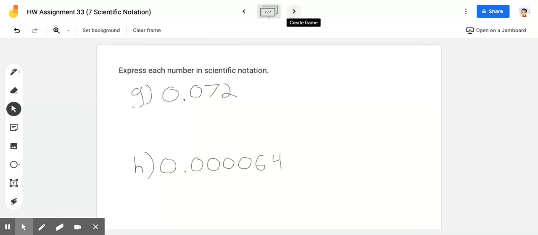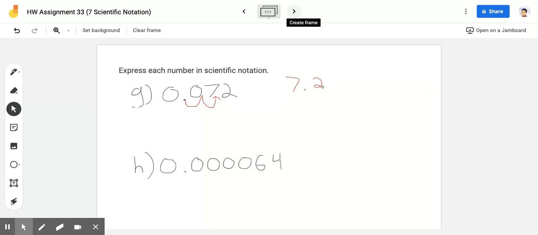Now, when we have negative exponents, notice that these values are very small. They're less than 1. So if my values are less than 1, what does that tell us? It tells us that my exponent is going to be negative. Let's go ahead and write this out. Let's find out where it's going to be. I have my decimal point here already. I'm going to move it until, once again, it is to the right of my first non-zero digit. So 1, 2, 7 is my first non-zero digit. That's where my new decimal point is going to go. So I can write out 7.2.